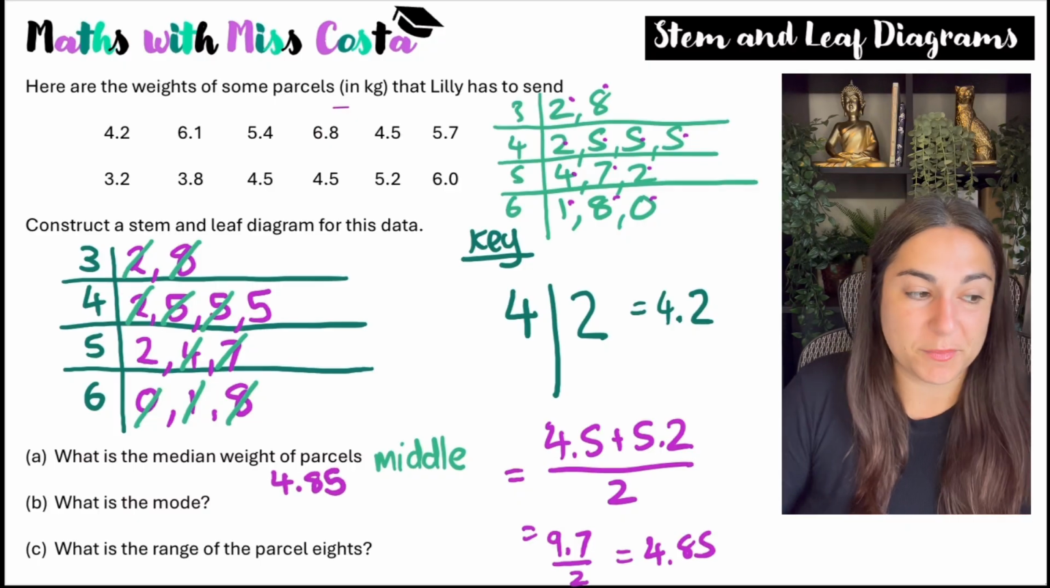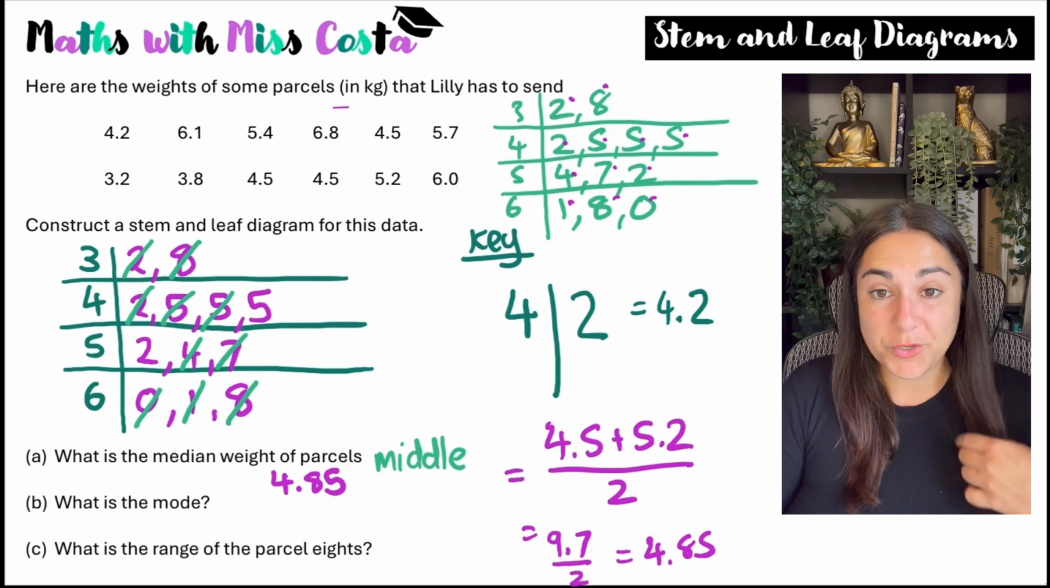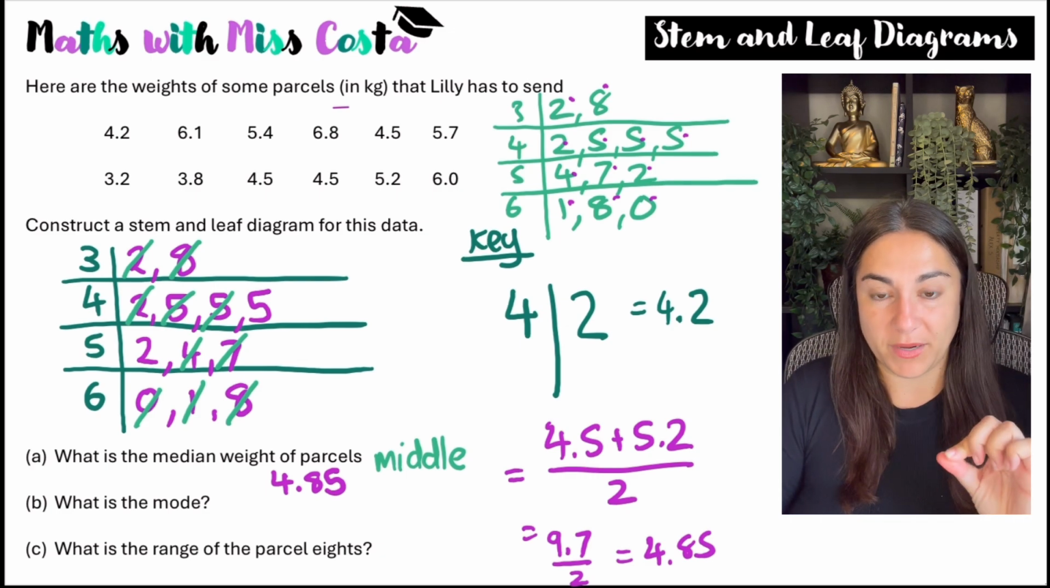So this is a tricky question because there's 2 numbers in the middle. When there's 2 numbers in the middle, you add them together and divide by 2.